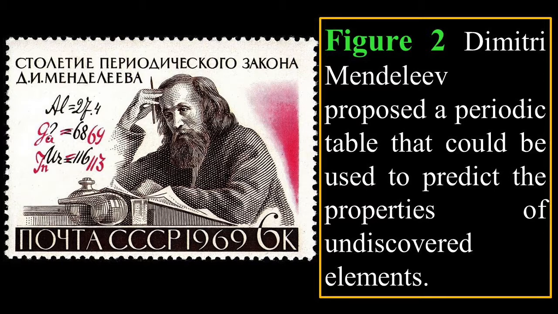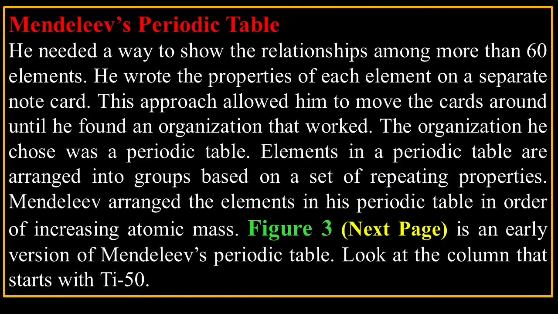The grandfather, let's say, of the periodic table, because we have other scientists who helped to develop the periodic table as we know it now, who knew more than Mendeleev did. But Mendeleev knew what he knew and did well with what he had known. He needed a way to show the relationships among more than 60 elements. He wrote the properties of each element on a separate note card. This approach allowed him to move the cards around until he found an organization that would work. The organization he chose was a periodic table. Elements in a periodic table are arranged into groups based on a set of repeating properties.